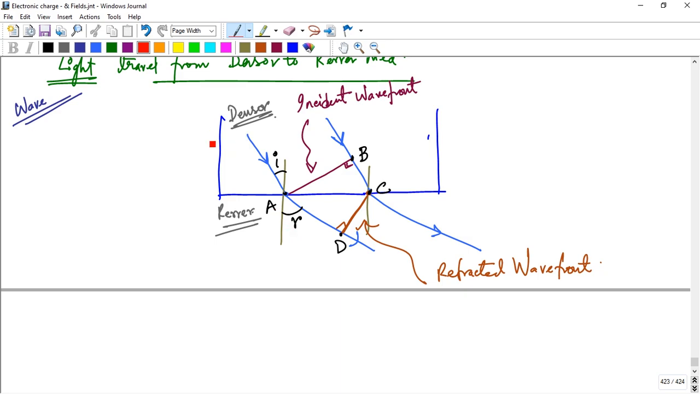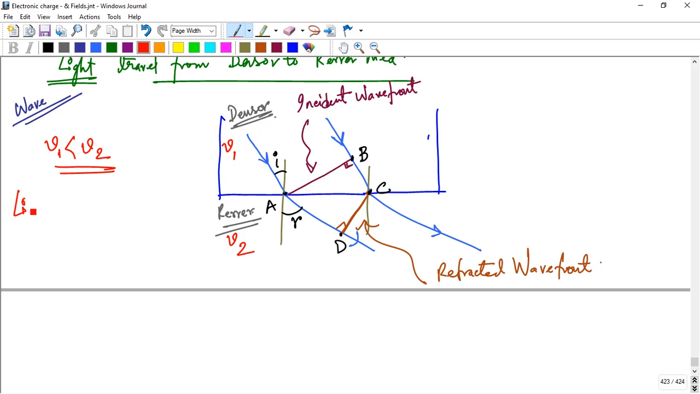So here is the conclusion for light travelling from denser to rarer medium. Suppose the speed of light in the denser medium is V1, and in the rarer medium is V2. So V1 is less than V2, because V2 is the rarer medium, and we know that light travels faster in a rarer medium than in a denser medium. That's why V2 is greater than V1, or V1 is less than V2.